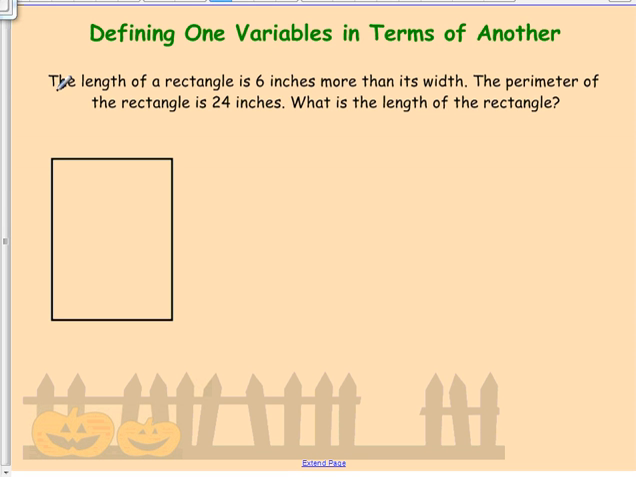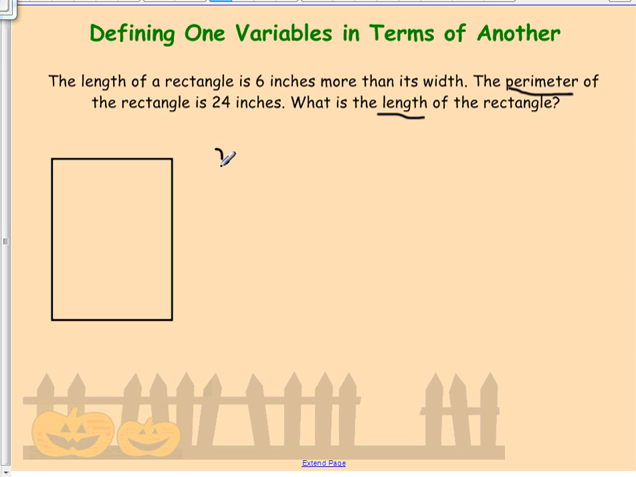So we have this problem. It says the length of a rectangle is 6 inches more than its width. The perimeter of the rectangle is 24. What is the length of the rectangle? Alright, well there's a couple key points in this problem. We're trying to find the length, but we know the perimeter.